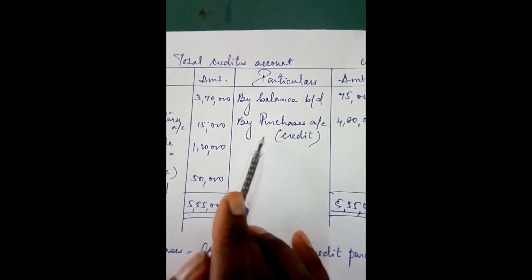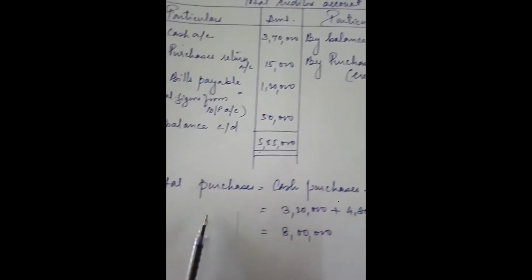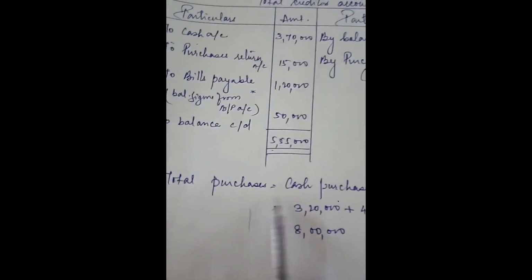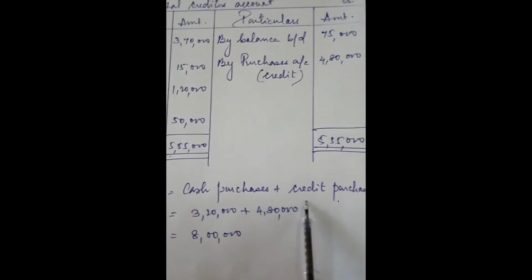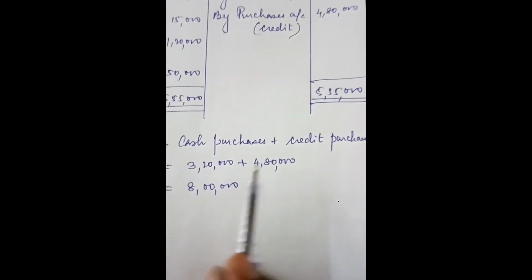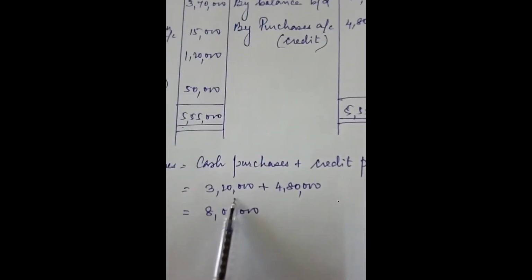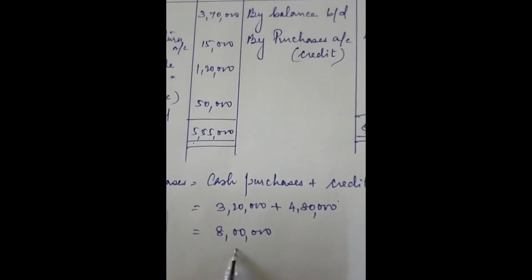And the question asks for not purchases credit. If they ask purchases credit, we stop over here. But if they ask total purchases, then we write total purchases is equal to cash purchases plus credit purchases. Cash purchases given in the question, credit purchases we found out 4,80,000. We add these two and we get 8 lakhs.